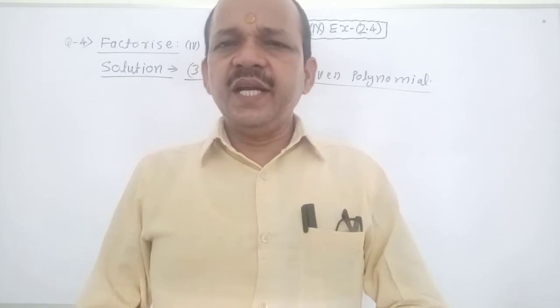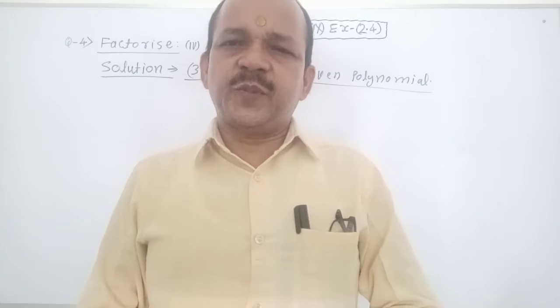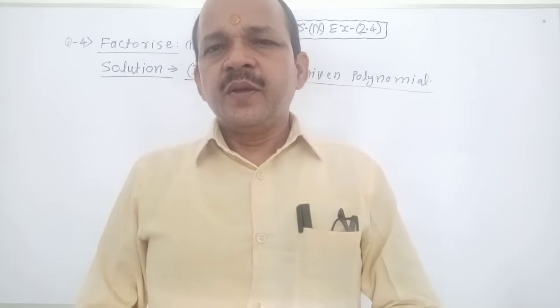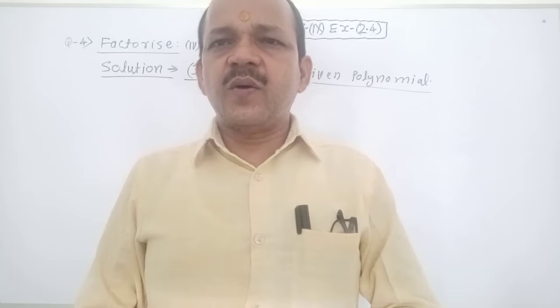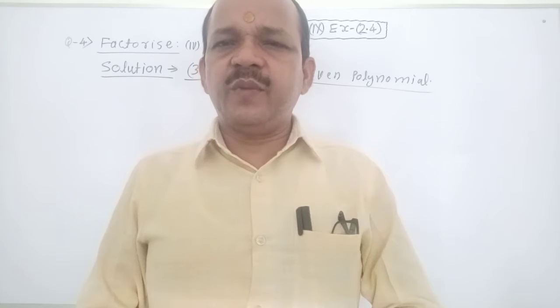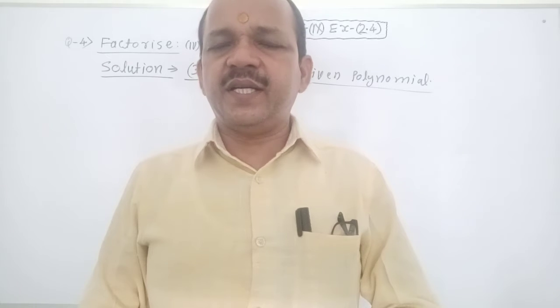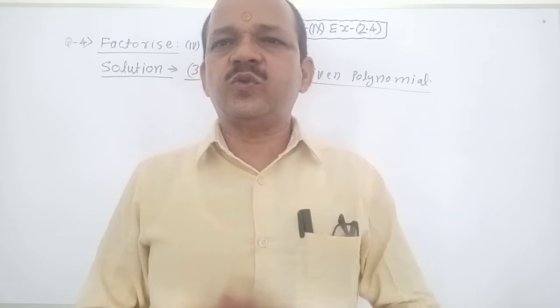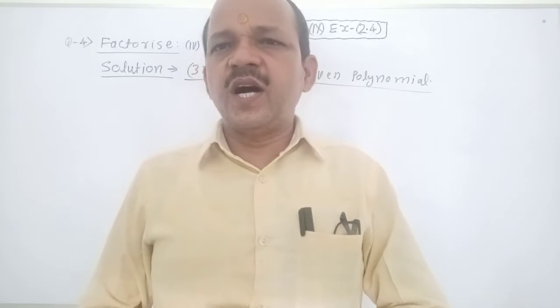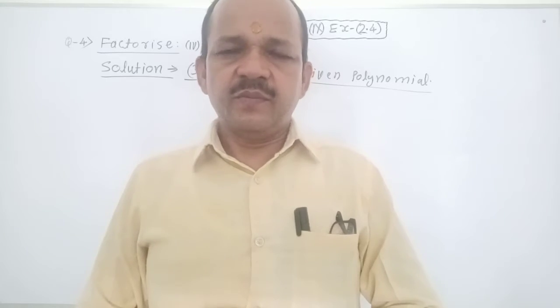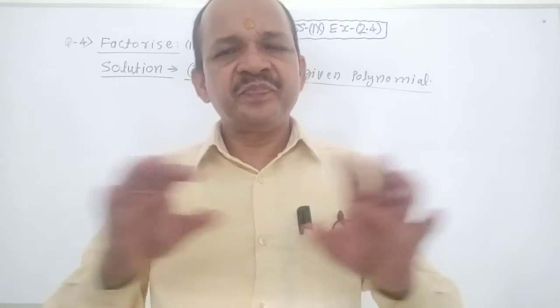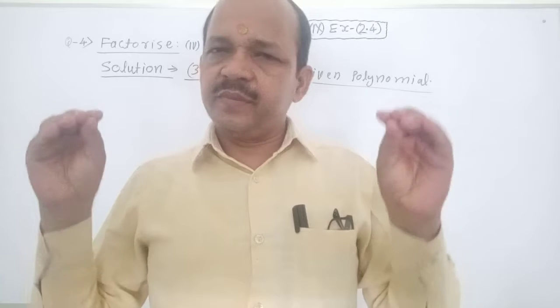A polynomial is an algebraic expression of the form a_n x^n plus a_(n-1) x^(n-1) plus a_(n-2) x^(n-2) and so on. It is the form of polynomial. Form of polynomial is clear? No confusion about it? Very good.